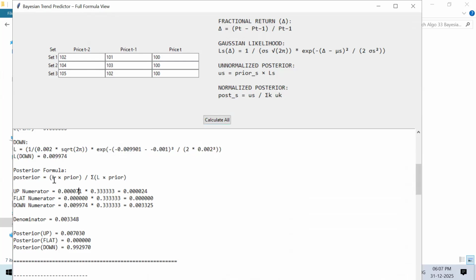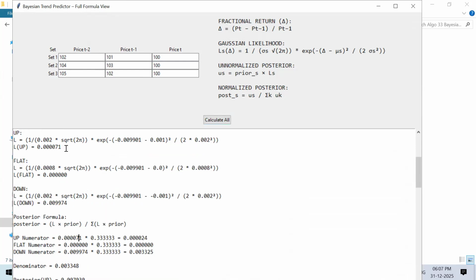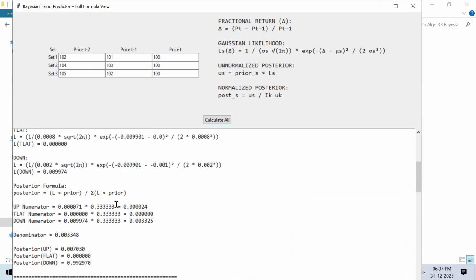So it's basically L into prior L divided by summation of L into prior L. What is the exact meaning of this? So we are going to just multiply. The logic is we are just going to multiply the value which we have got over here with the probability. So we just multiply, so for the up value we are going to get this, the numerator part. This is for the flat movement and this is for the down movement.